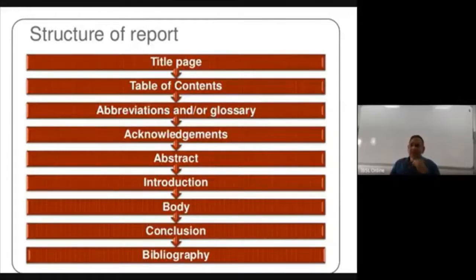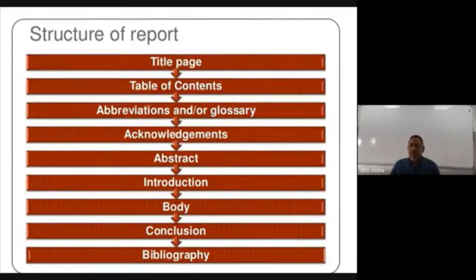Then if you use any abbreviations or glossary, write down those abbreviations. For example, Ltd, Limited Liability Company. GOSL, Government of Sri Lanka. CB is the Central Bank of Sri Lanka. In short form, if you use them inside your report, give the meaning of these abbreviations on the third page.